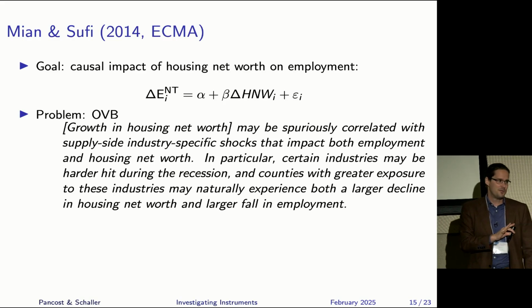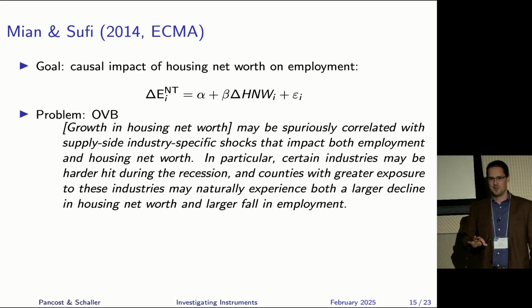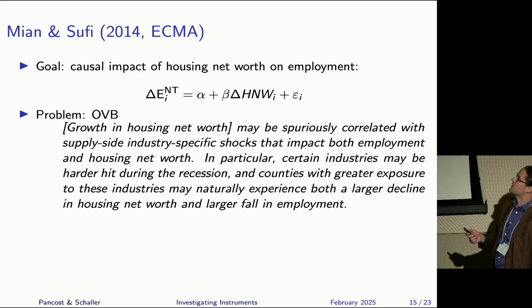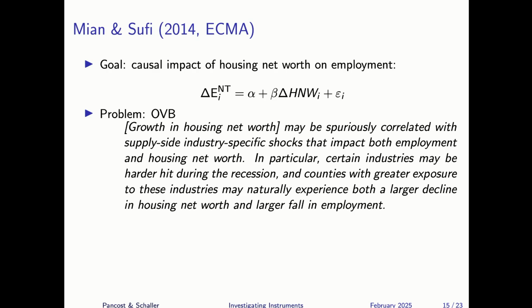The paper is beautifully written, and they're very clear about the omitted variable bias that they expect. Growth in housing net worth may be spuriously correlated with some other factor that impacts both employment and housing net worth. In particular, because some places are harder hit during the recession, some counties may naturally experience a larger decline in housing net worth and a larger fall in employment, even though it has nothing to do with the causal relationship between housing net worth and employment. In other words, the omitted variable bias is positive. I don't know of a cleaner explanation for why the omitted variable bias might be positive.